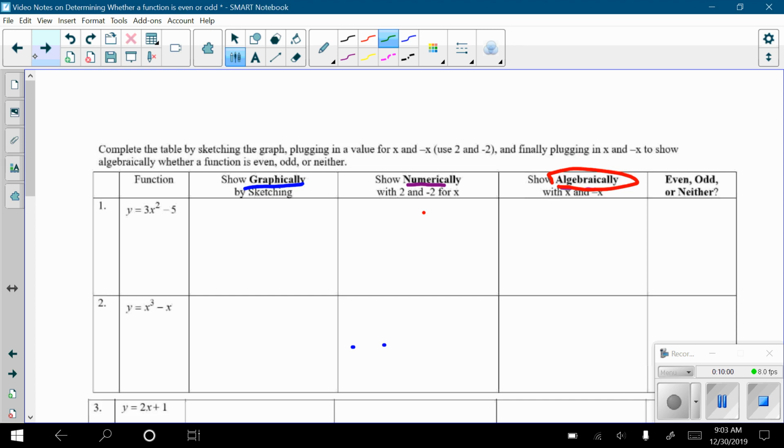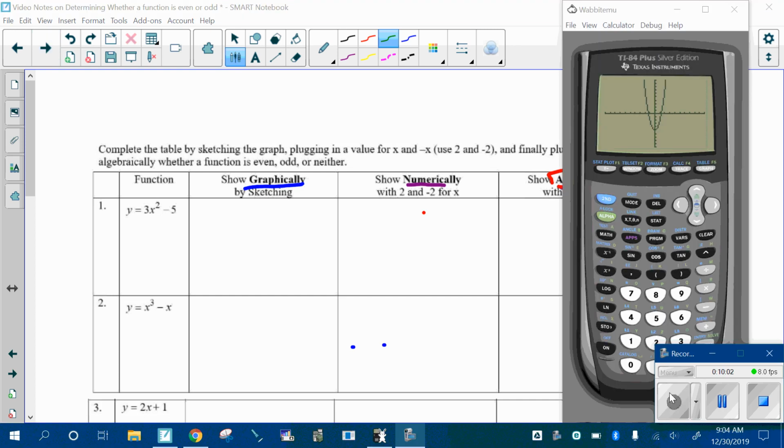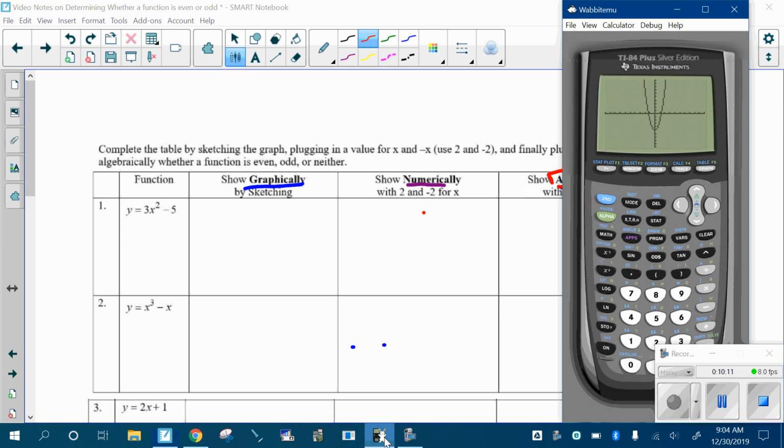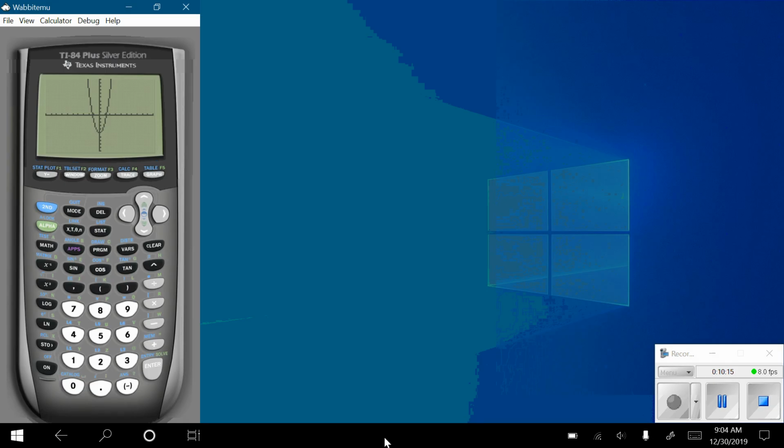Grab your graphing calculator, type it in, hit the graph, that's what it looks like. Remember, if I'm ever going too fast for you, that's why we made this a video, so that you can stop and go at your own pace. Okay. So that's what it looks like graphically.